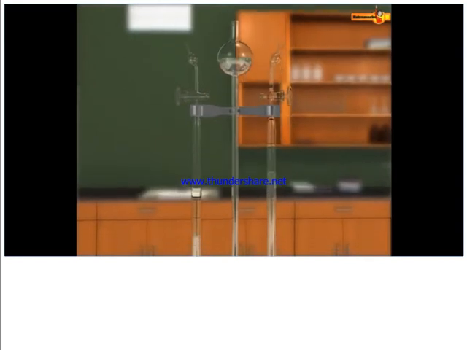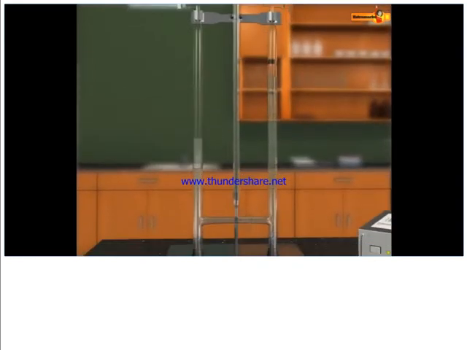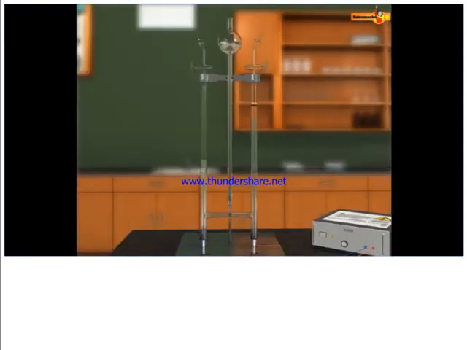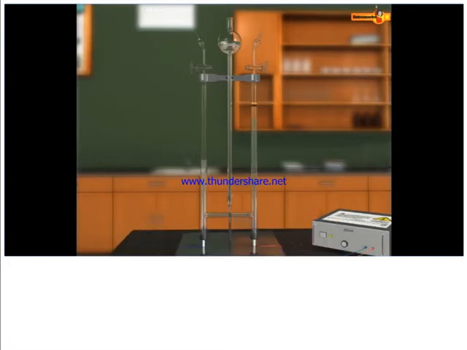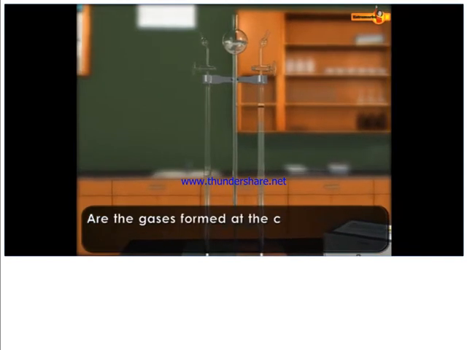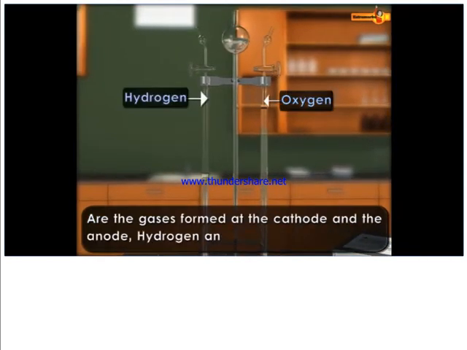Now, observe the volume of the gases released at two electrodes. You will notice that the volume of the hydrogen gas released at the cathode is double the volume of the oxygen gas formed at the anode. However, how will we confirm that the gas released at the cathode is hydrogen gas and the gas released at the anode is the oxygen gas?